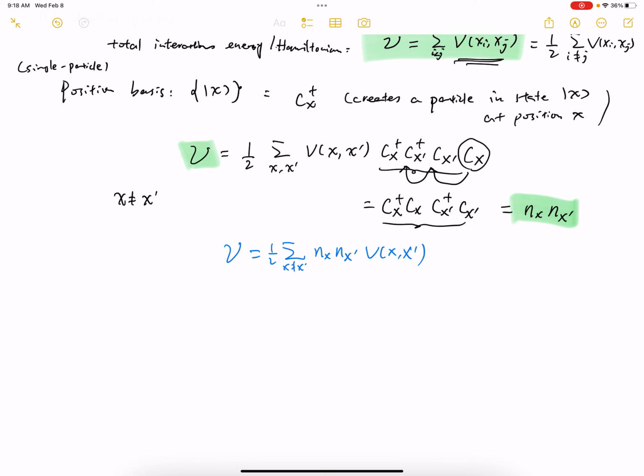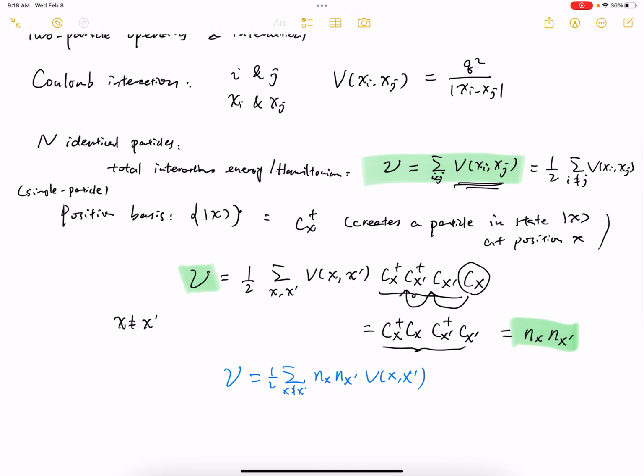Yeah, it is diagonal. So you're right, that's a good point too. In this case, this operator is actually diagonal in this position basis x, because I'm choosing the basis that makes it diagonal. It makes sense because if you're looking at my interaction energy, I'm also writing it in the position basis.